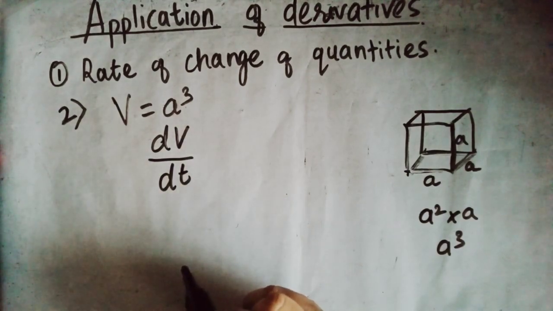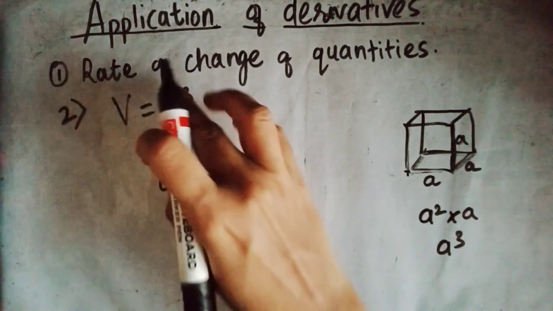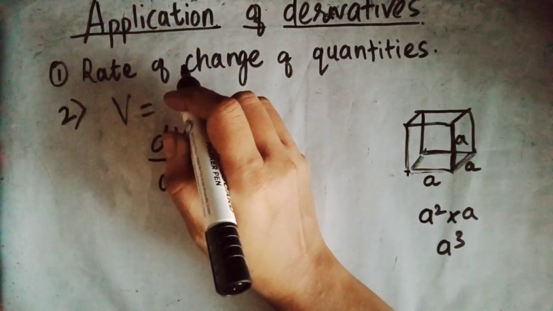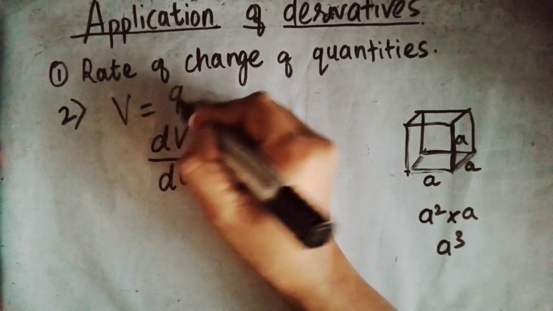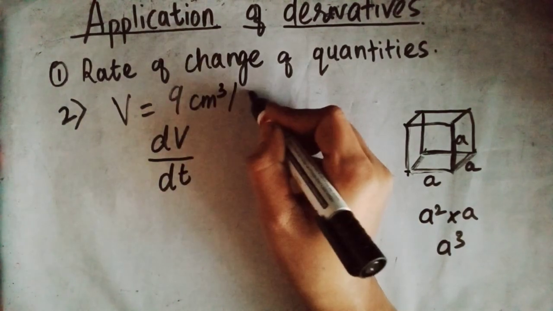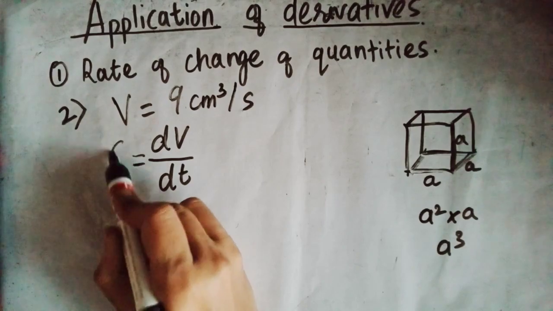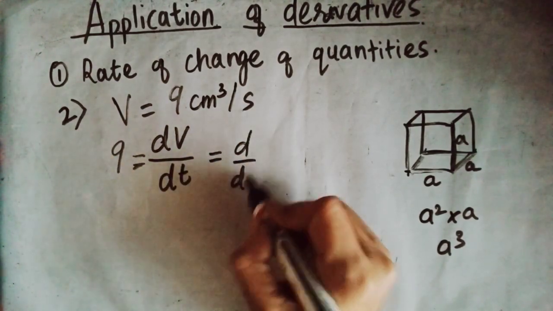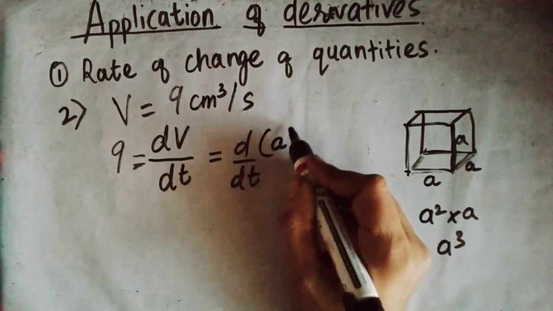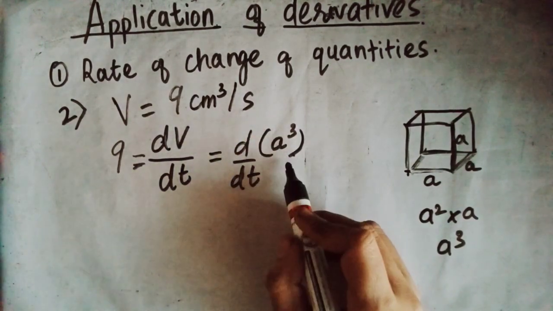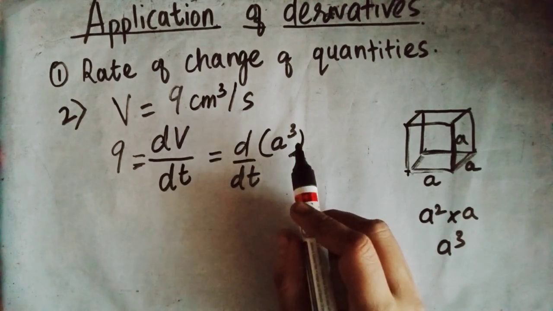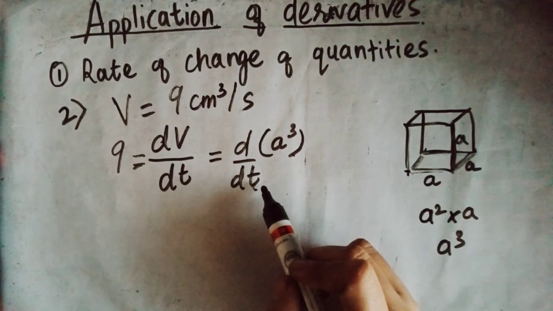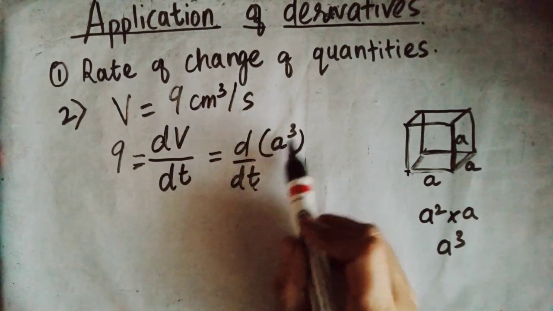Now the volume is given. What is the value? It is 9 cubic centimeters per second. So your volume rate is given as 9. So you can write here d by dt of a cube. But the problem here is you are differentiating with respect to t. So here you have to differentiate.